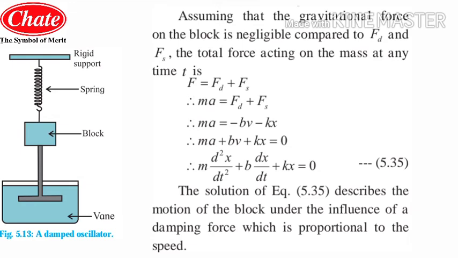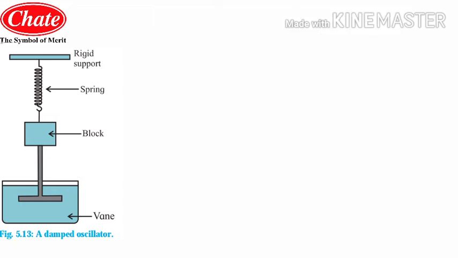The acceleration can be written as the second derivative of the displacement. Then we get m into d square x upon dt square plus b into dx by dt plus kx is equal to 0. This is the equation describing the motion of the block under the influence of the damping force, which is proportional to the speed.